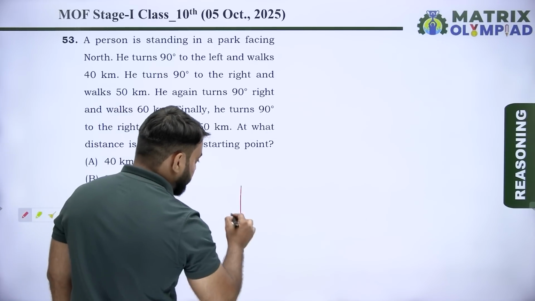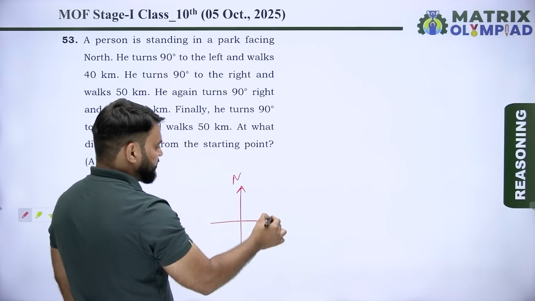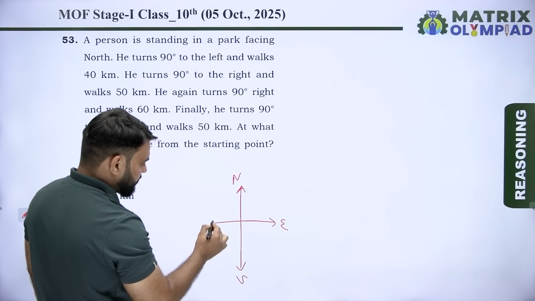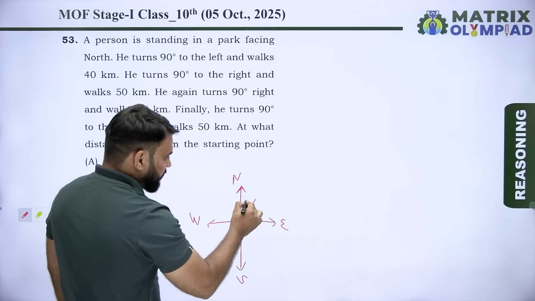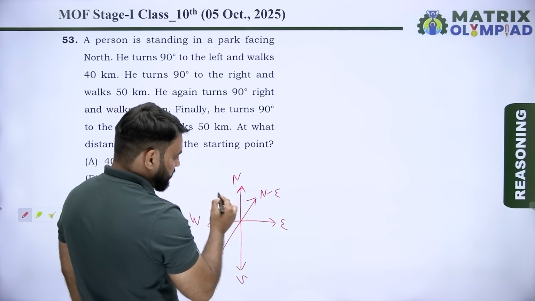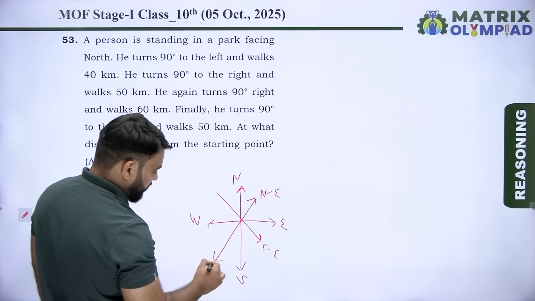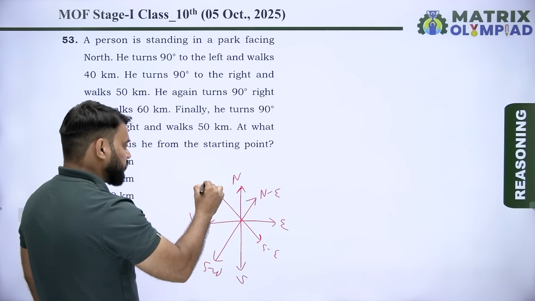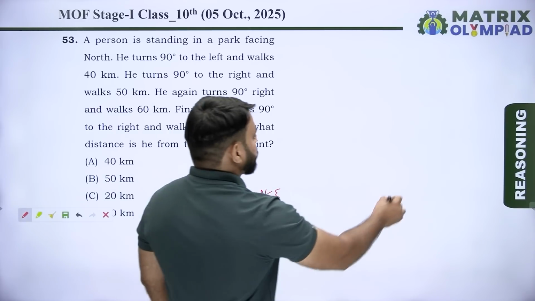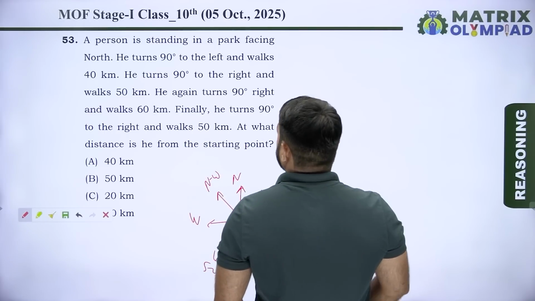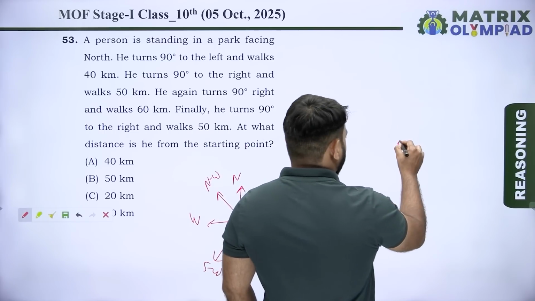Before starting this question, we should know that there are 4 types of main direction. This is north, this is east, this is south, and this is west. And there are 4 types of cardinal direction. This is northeast, this is southeast, this is southwest, and this is northwest. According to given question, a man standing in a park facing towards north.